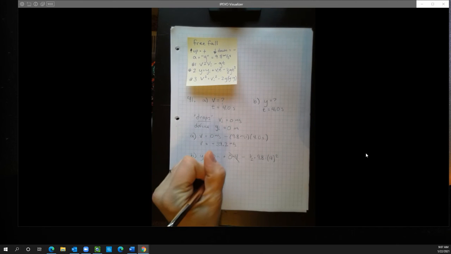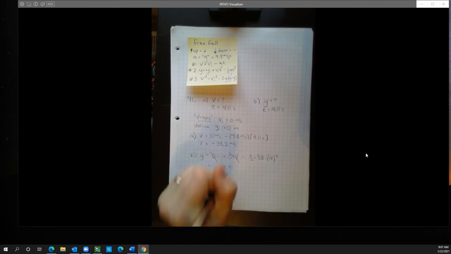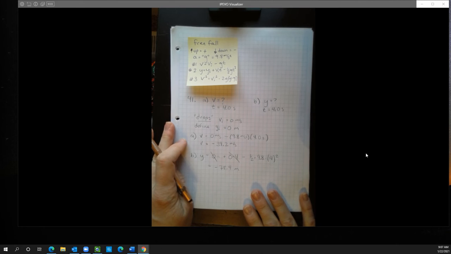So my answer is negative 78.4 meters. And again, this negative sign tells us what we already know, which is that the brick has dropped below the starting point. The brick has been, quote unquote, dropping rather than having been thrown up into the air. So this is a good example of basic use of the mathematical models for free fall. Number 42 is a similarly basic application of the mathematical models, but switching your coordinate system to be down positive.